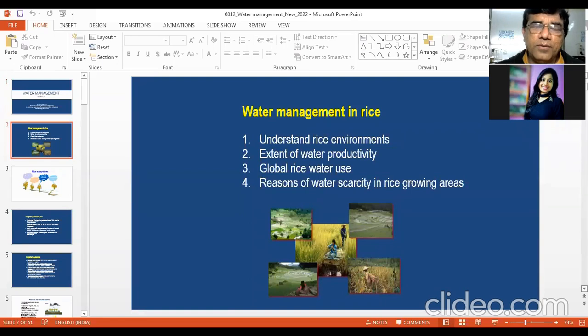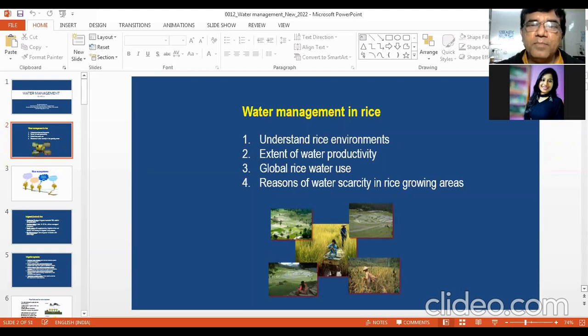So today, so far as water management in rice is concerned, we will discuss the various rice environments. They are already covered for you. Extent of water productivity, how much rice we can produce by a given quantity of water. Global rice water use, how much water is going towards production of rice. And of course, there is a scarcity of water. What are the important reasons for scarcity of water in rice growing areas and how to overcome these problems.